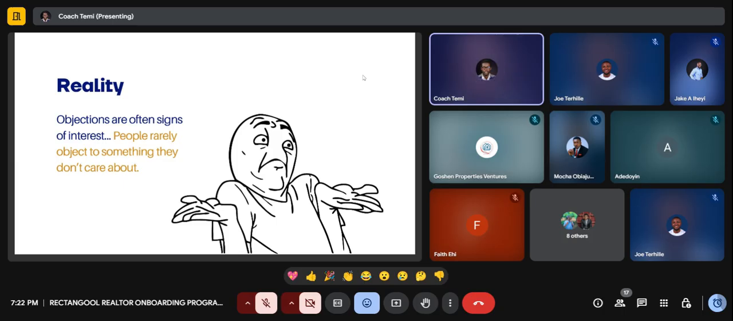Now, I need us to pause at this point. The reality is that objections are often signs of interest. People rarely object to something they don't care about. Have you ever been in a situation where somebody came to you to buy a product and you just were not interested? So you didn't bother to even say maybe it's expensive or not. You just moved on. So that's exactly how objection works. Objections are often signs that the person is interested.